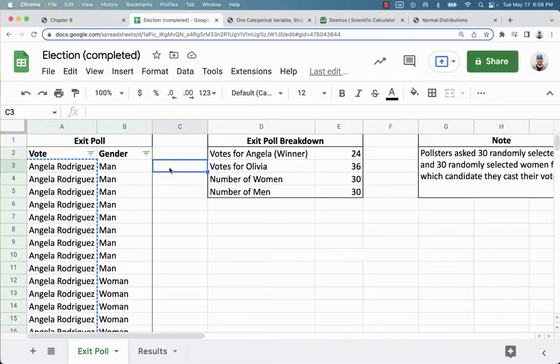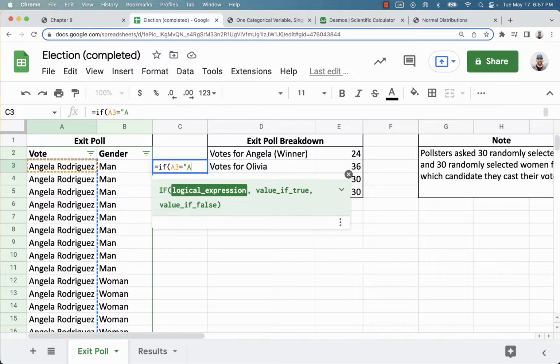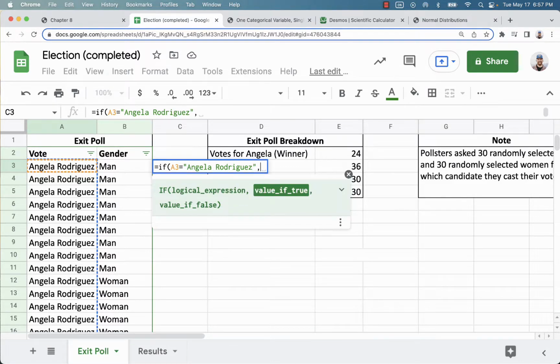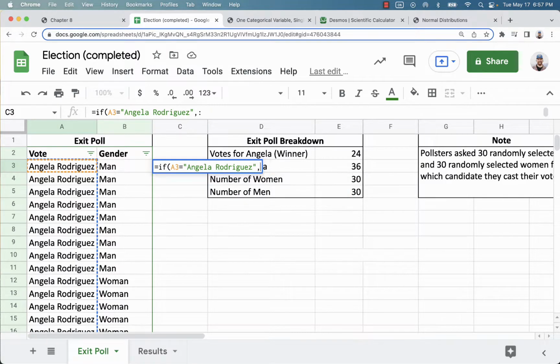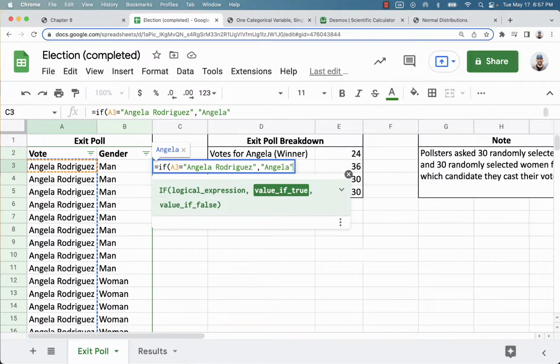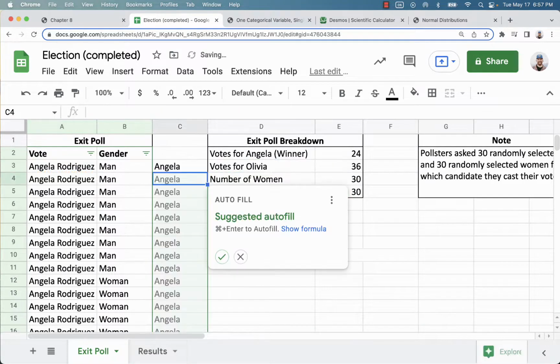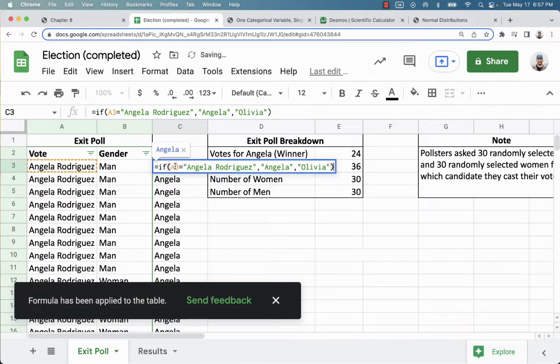is I will do an if-then statement. So equals IF, and then A3 equals "Angela Rodriguez" in quotes. That's my logic. If it's true, let's just change that to Angela. If it's false, let's change that to Olivia. This is a quick way to do it. I think this should work. There we go. So now we're just using an if-then statement.